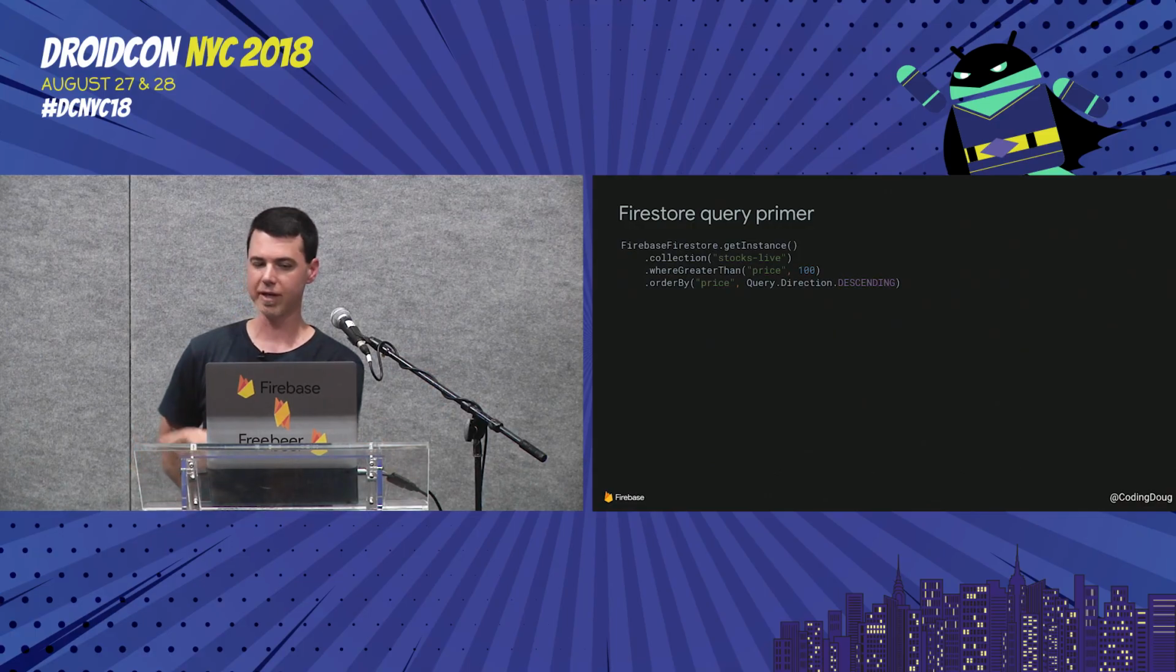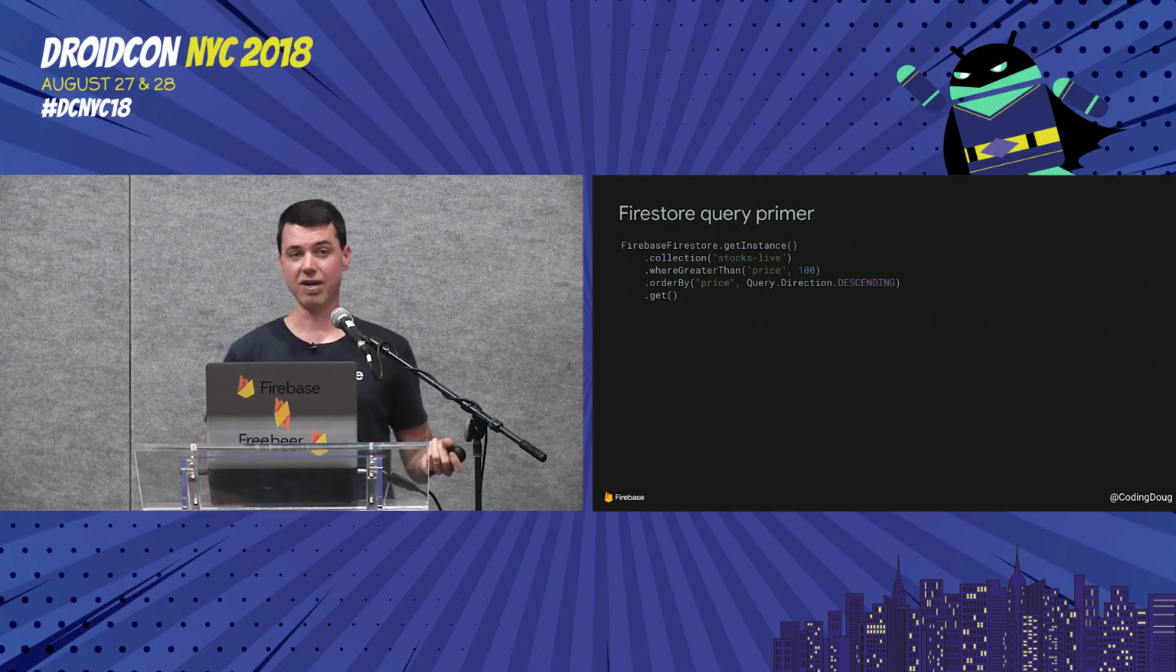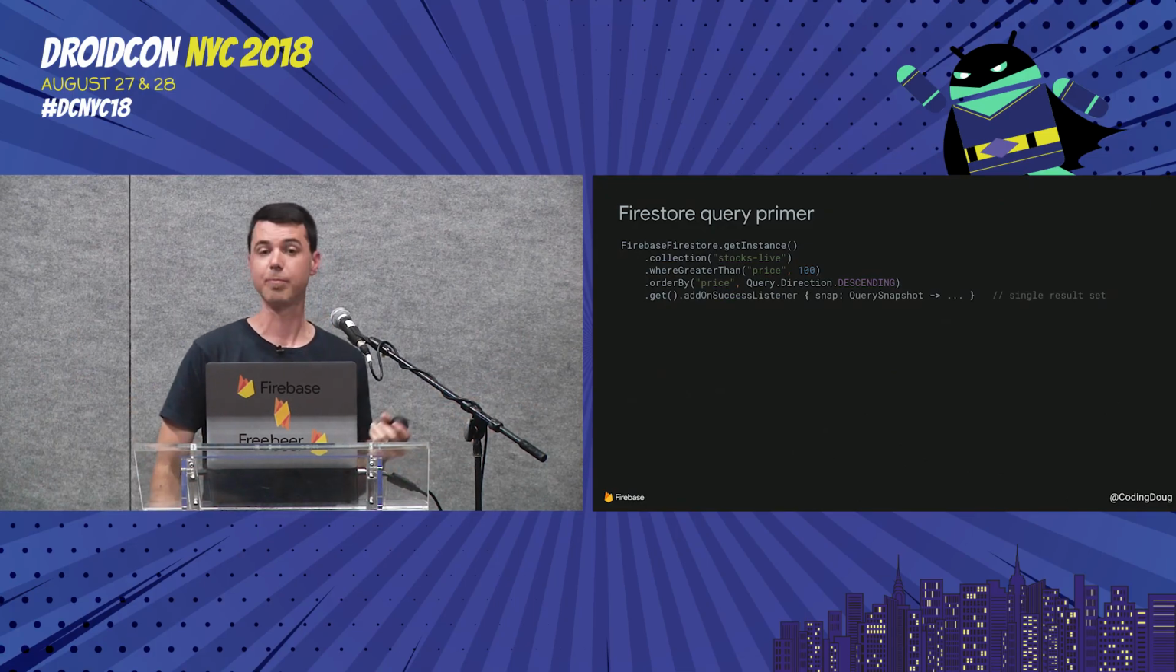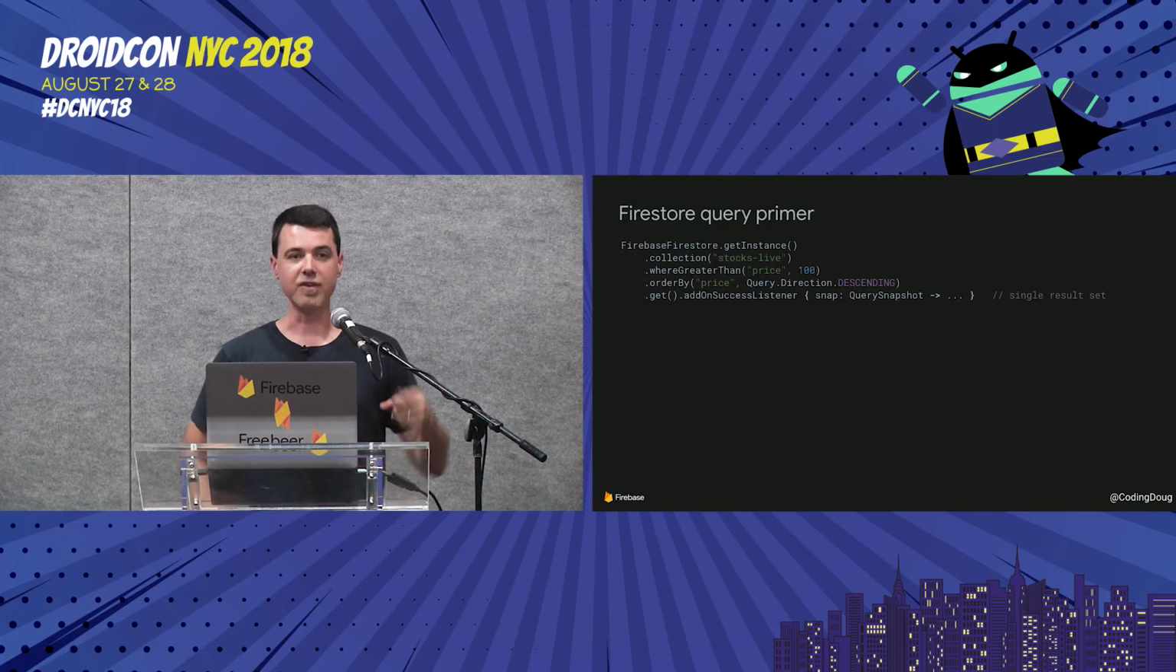Firestore does this, Realtime Database does not. Just bear that in mind. Then you can call get on the result of that query, and that gives you all of the documents in one fell swoop, and then you can set up a listener on that to receive that. Now this is a one-time fetch. This isn't like a persistent fetch.